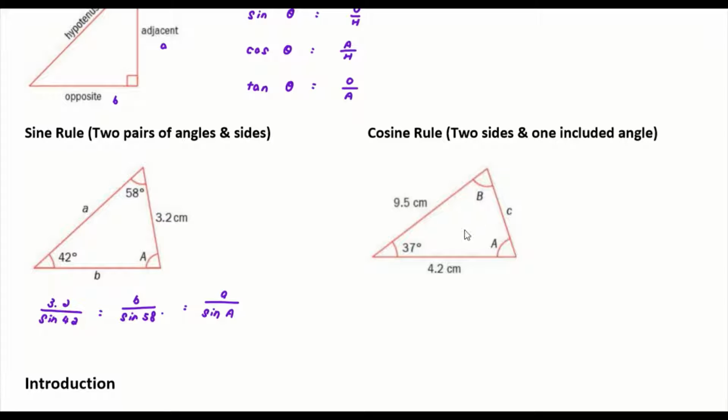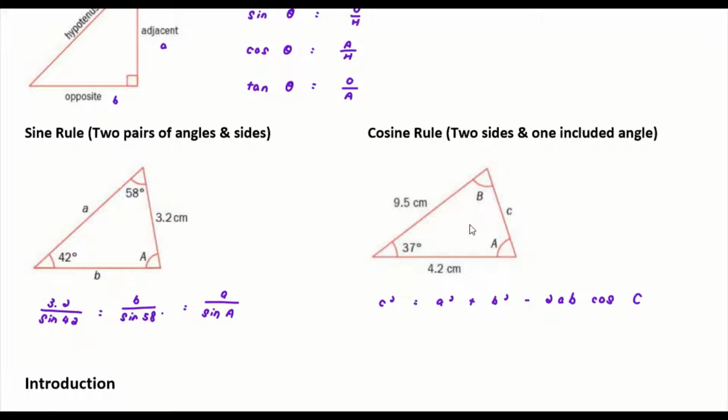For the cosine rule, this is the rule that helps you when you have two sides and one included angle and you want to solve for the side, or you have three sides and you want to solve for the angle. In this case, the cosine rule tells us that c square will be equal to a square plus b square minus 2ab cos c.